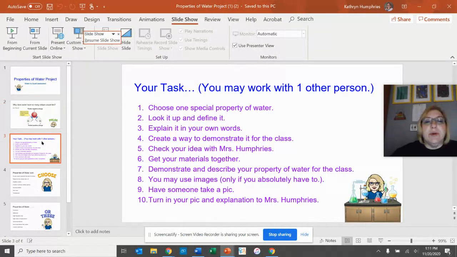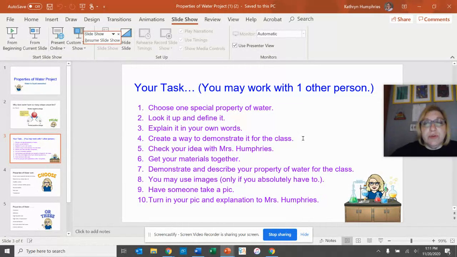So here's what you're going to be doing. Your task, you may work with one other person. If you're at home by yourself, if you can hook up with another virtual student and do it with them, that's fine. Or it's not really that big of a project. You can do it on your own and just take pictures of it and send it to me. You're going to choose one special property of water, and those are on the next two slides. Look it up, define it, explain it in your own words, and then create a way to demonstrate it for the class.